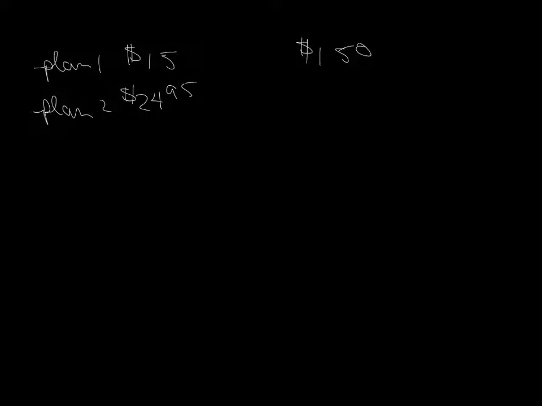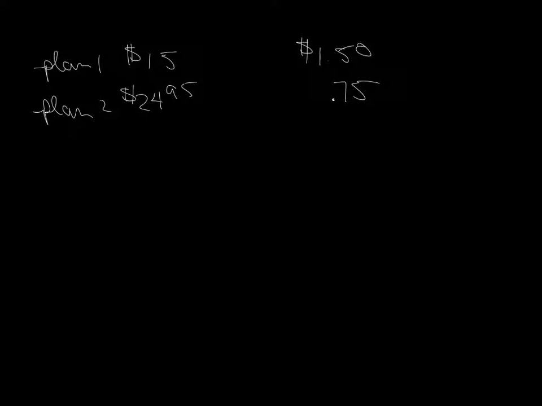So we've got plan 1 is $15 a month, and then when you use your phone it costs you $1.50 a minute. This is the olden days when they used to charge you per minute. This one is $24.95 a month, but the charge that you pay per minute is only 75 cents. So we're trying to figure out at which point do they cost the same per month.